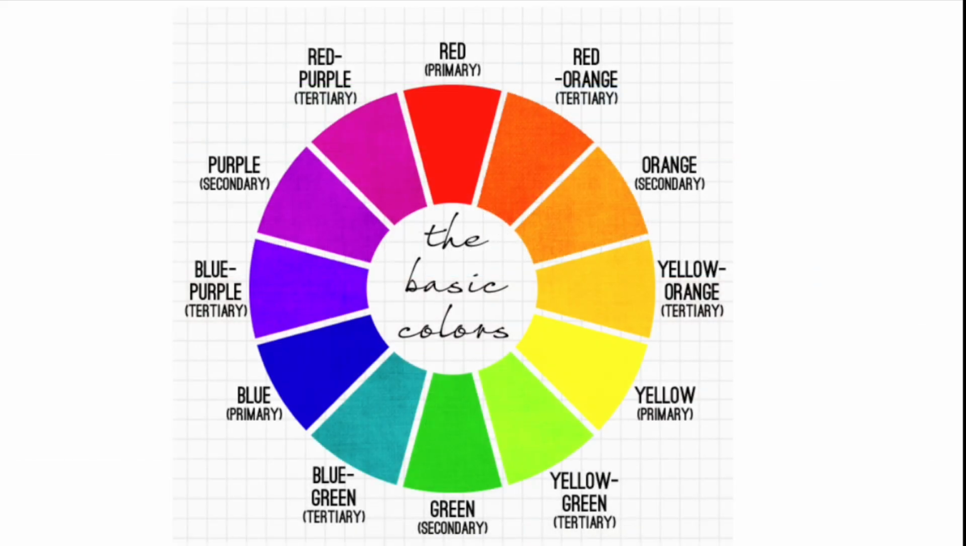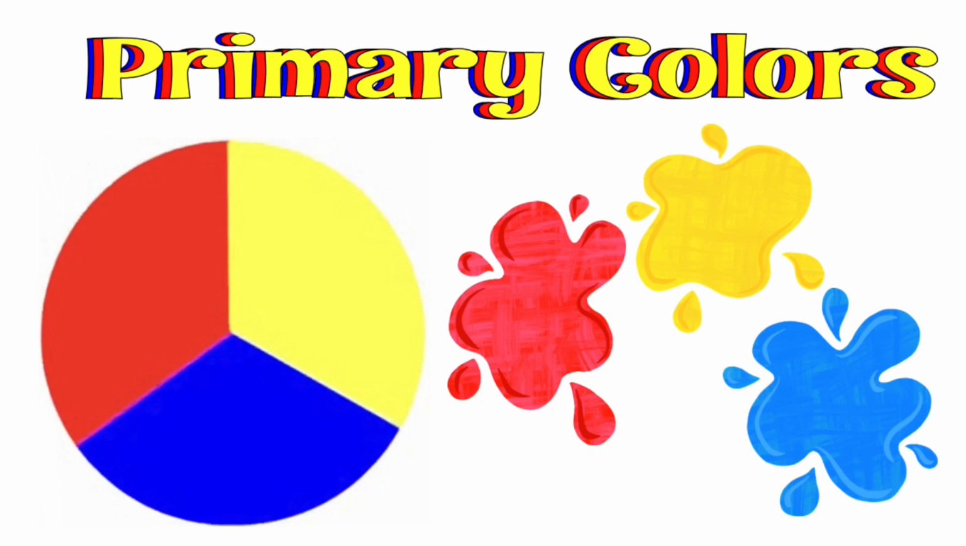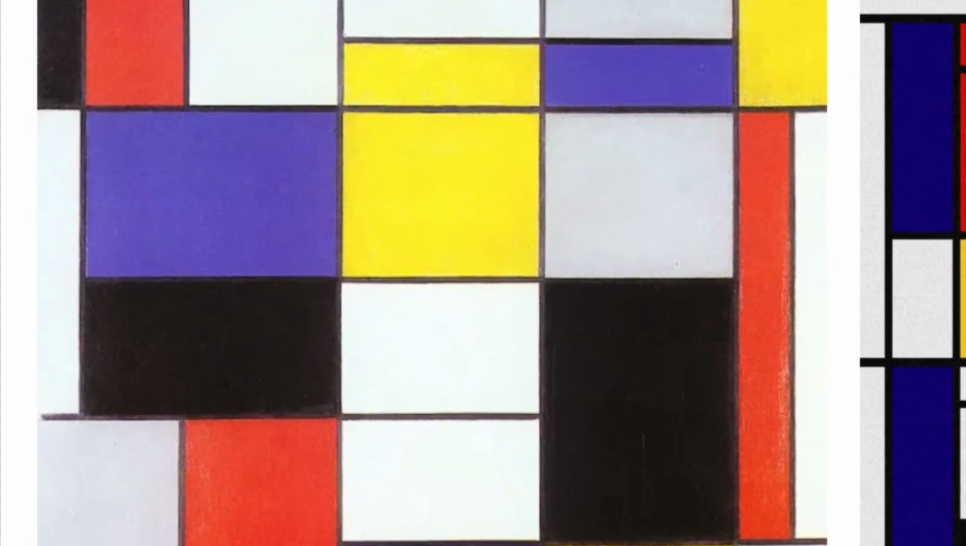Color is organized into a color wheel. A color wheel, or a color circle, is an abstract illustrative organization of color hues around a circle that shows relationships between the colors. Primary colors mix to create all the other colors on the color wheel. They are red, blue, and yellow.